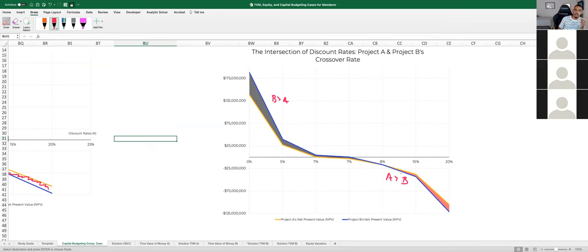Now, what I'd like to share just in terms of our question is that B overall seems to be a better project in terms of NPVs, right? For sure, A is bigger than B at a certain point, but it's when our NPVs are negative. I don't know about you, but I'm not trying to have a project that has an NPV that is negative. So that's a very good perspective to have.